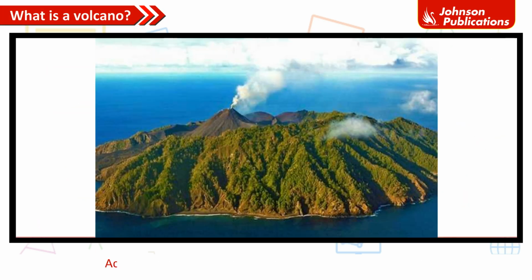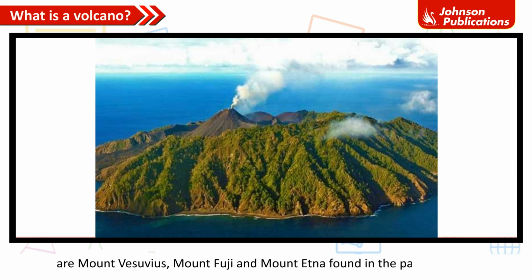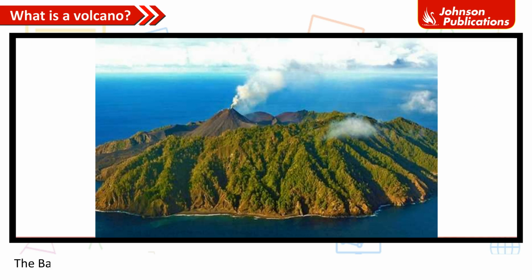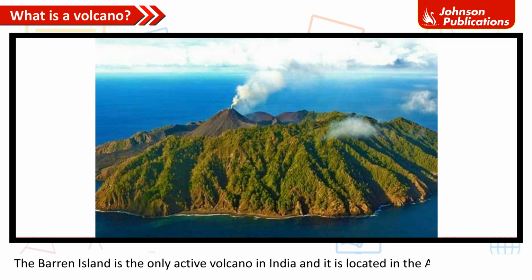Types of volcanoes. Active volcanoes. Some of the well-known active volcanoes are Mount Vesuvius, Mount Fuji, and Mount Etna, found in the Pacific region. The Barren Island is the only active volcano in India, and it is located in the Andaman Islands.